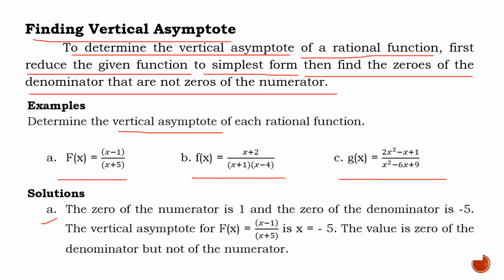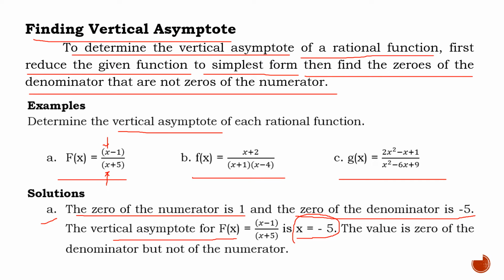So for letter A, in finding the vertical asymptotes, the zero of the numerator is 1, and the zero of the denominator is negative 5. Because if we put positive 1 as the value of x in the numerator, 1 minus 1 is 0. If we put negative 5 in the x in the denominator, it makes the denominator equal to 0. So the vertical asymptote for f of x is equal to x minus 1 over x plus 5 is x is equal to negative 5.